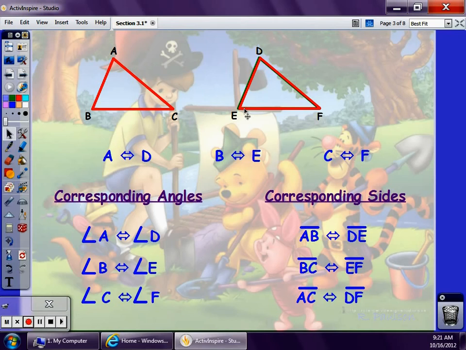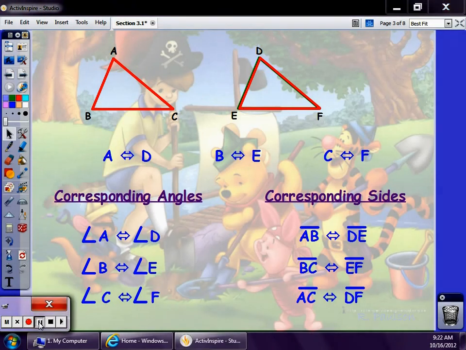The sides and angles will then match up like this. Our corresponding angles will be angle A corresponds to angle D, angle B corresponds to angle E, and angle C corresponds to angle F. Our corresponding sides will say that side AB corresponds to side DE, side BC corresponds to side EF, and side AC corresponds to side DF.